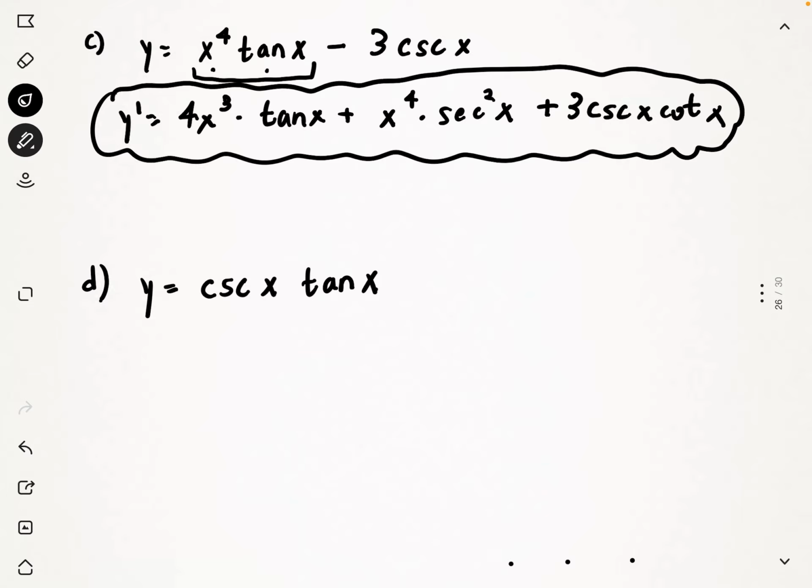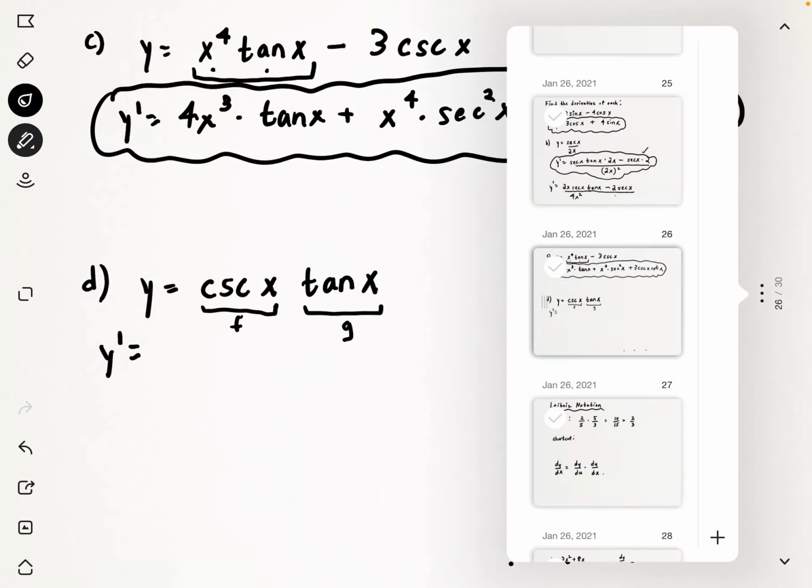And then for this fourth example here, I could see two different ways of this being done. We could use product rule because we have f times g. And that's probably the way that most of you would do this. You would consider this to be your f, consider this to be your g, and do a product rule. So once again, the derivative of cosecant is negative cosecant cotan.